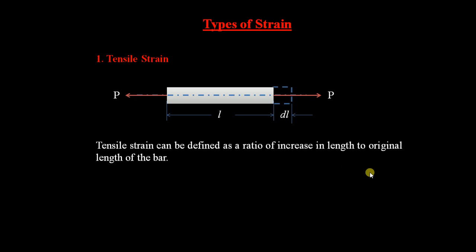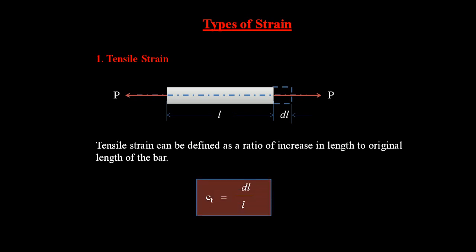So what is the definition we can give? The tensile strain can be defined as the ratio of increase in length to original length of the bar. This is again obtained from the basic definition, that is the ratio between change in dimension to original dimension. So that is only increase in length to original length we are considering here. So finally the formula we can write as ET. ET is the symbol for representing the tensile strain. So ET is equal to increase in length DL divided by original length L. So this is the formula we can use for finding the tensile strain.